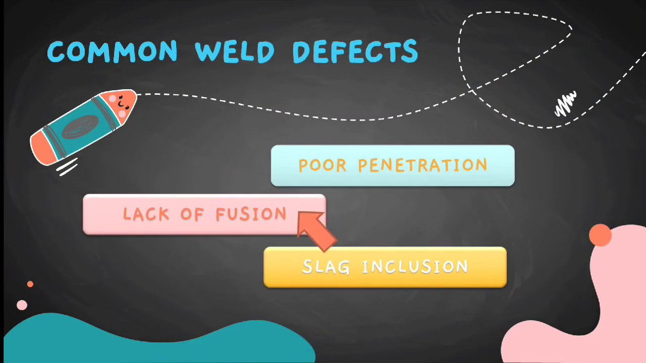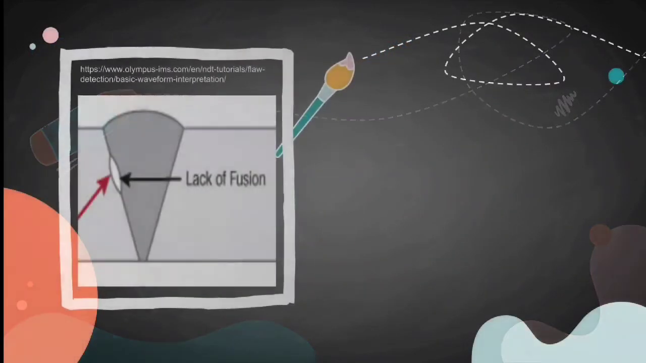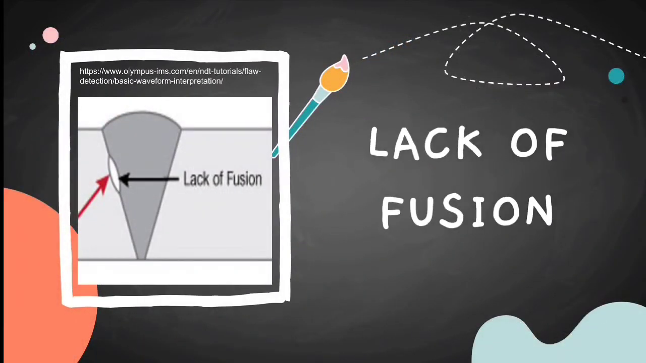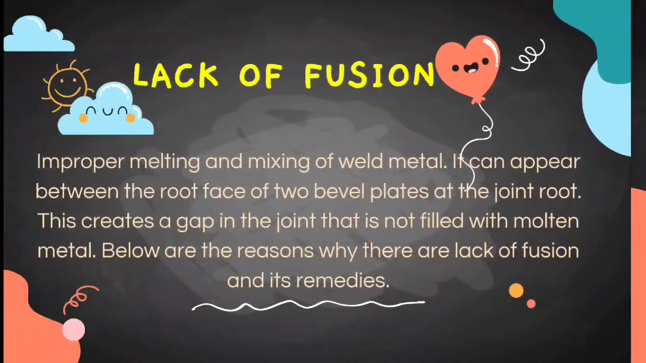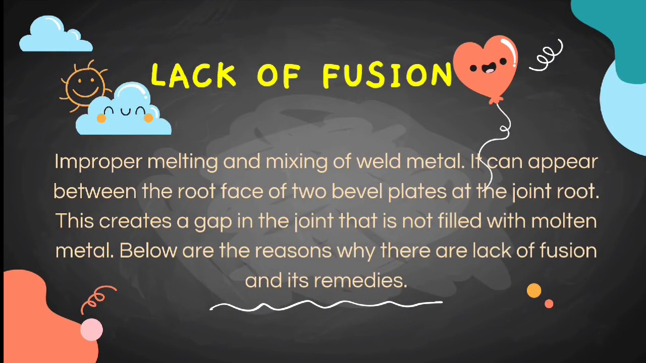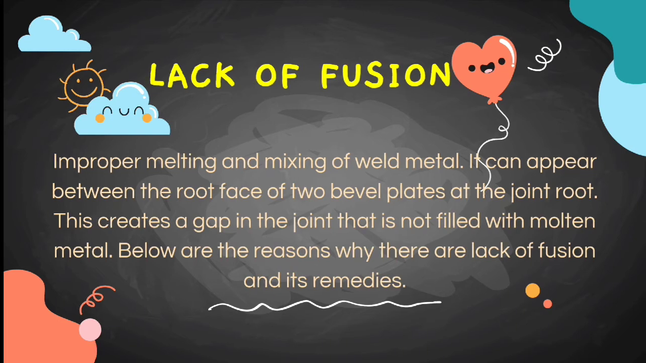Next one will be all about the lack of fusion. Lack of fusion is an improper melting and mixing of weld metal. It can appear between the root face of the two bevel plates at the joint root. This creates a gap in the joint that is not filled with molten metal. Below are the reasons why there is lack of fusion and its remedies.